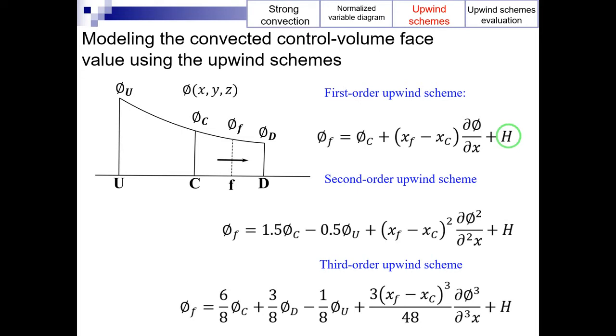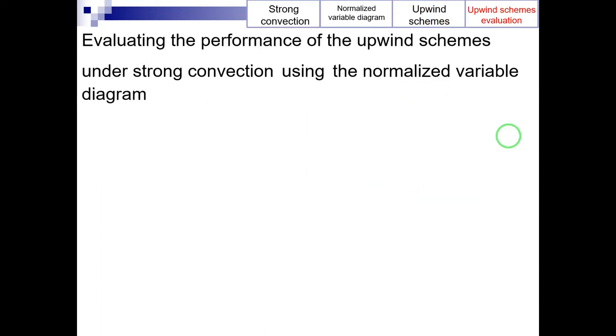The QUICK scheme has several attractive properties such as no numerical diffusion, as the leading truncation error is third order, inherent convective stability as it uses the upwind curvature terms, and it is computationally efficient. The only shortcoming of the QUICK scheme is its tendency to oscillations under strong convective conditions. Okay, so let's now evaluate the performance of the upwind schemes under strong convection using the normalized variable diagram.